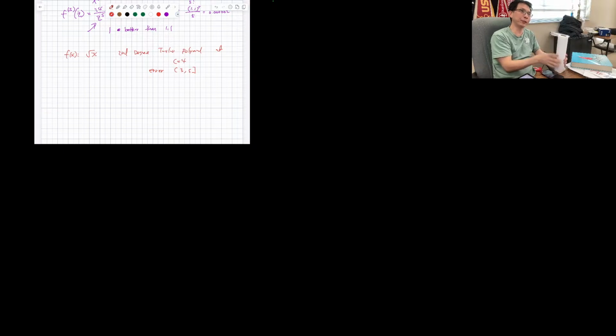We're approximating something between 3 to 5, but we also need to find out, between 3 to 5, what's the maximum error I can have? You might need a calculator with this.